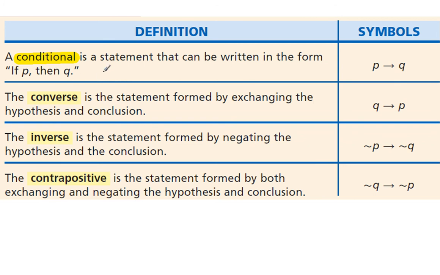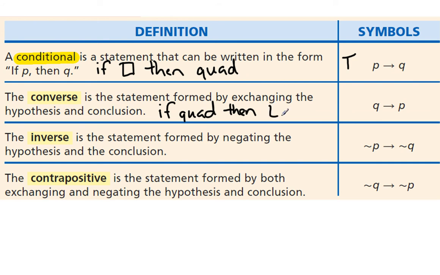We said, remember our first one, it says, if a square, then it's a quadrilateral. And we said that statement was true. The converse is if you flip the hypothesis and conclusion around. So I would say, if something's a quadrilateral, then it's a square. And we said that was false. And now we get into some neat stuff here.